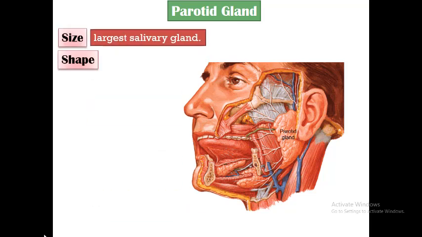Okay, what is the shape? It's pyramidal in shape, as we see it here. It's pyramidal, like a pyramid. It's located between the mastoid process here and the ramus of the mandible here. So it's located here in this area.